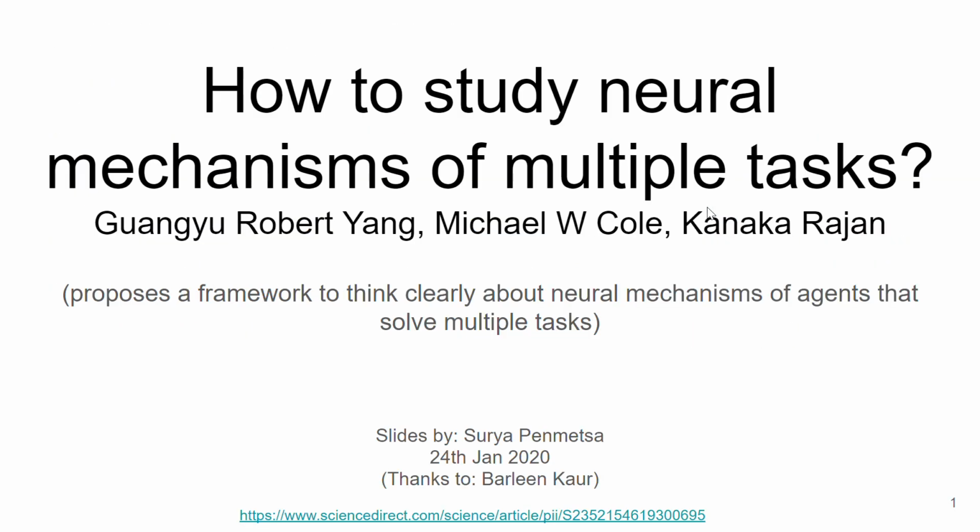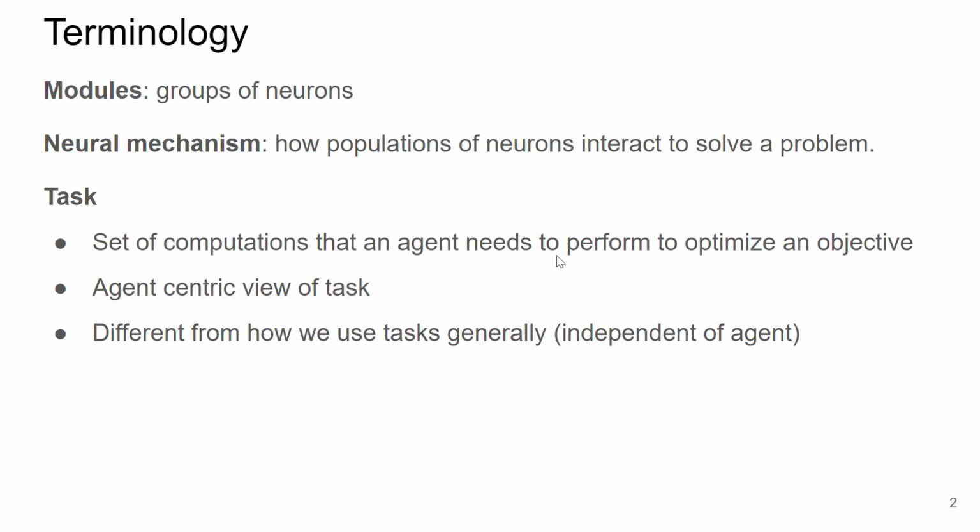Today we are going to discuss the paper How to Study Neural Mechanisms of Multiple Tasks. This paper essentially proposes a framework to think clearly about neural mechanisms of agents that solve multiple tasks. This is what I presented at Mila yesterday, and I'm just recording the video of the same.